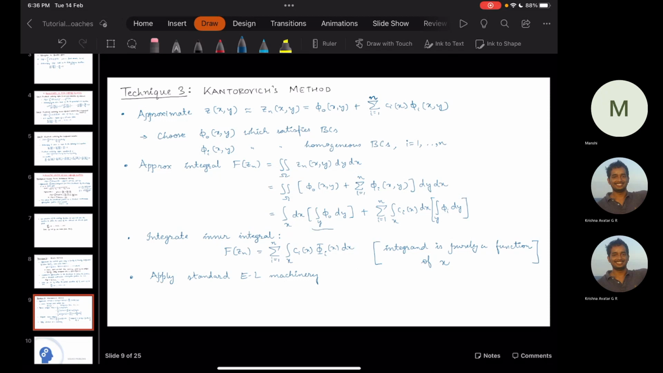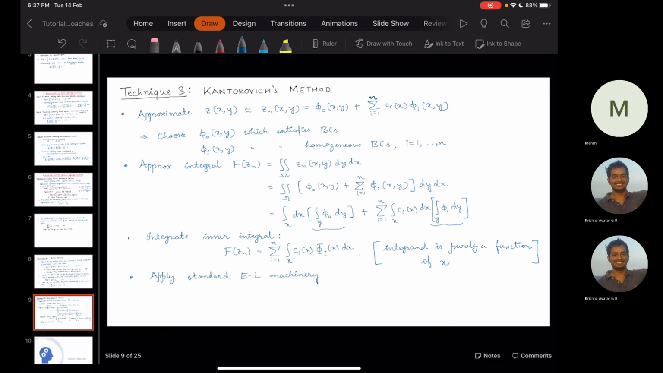And we see here there's an integral over y, and the rest are also integrals over y. After carrying out the inner integral with respect to y, we will have an expression solely in terms of x. So essentially, the integrand becomes a pure function of x.